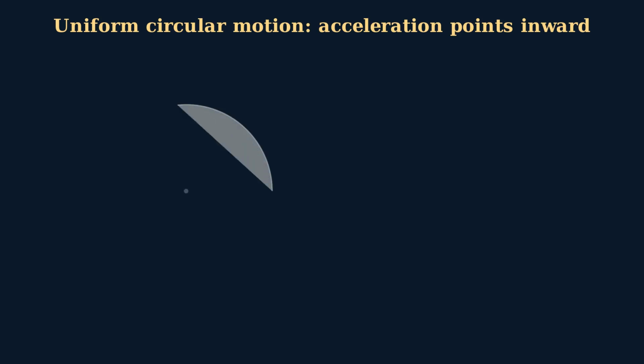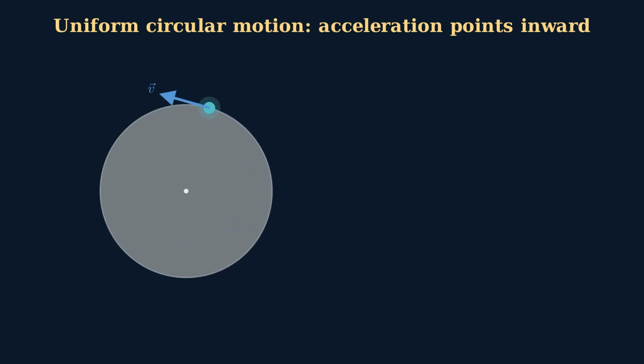A particle going around a circle at constant speed is in uniform circular motion. The speed never changes, but the direction of the velocity changes constantly. So there must be an acceleration. The question is, which way does it point? Here's the answer, and it surprises everyone the first time. The acceleration points straight at the center. We call it centripetal, center-seeking. Velocity tangent, acceleration inward, forever chasing the middle but never reaching it.